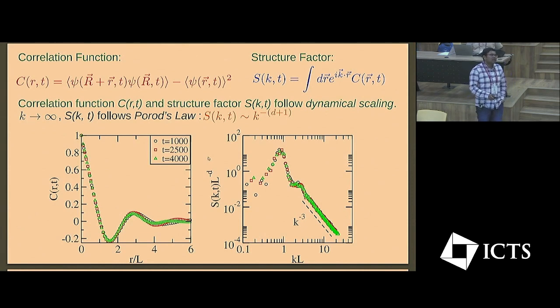Okay, so clearly we see a dynamical scaling. The correlation functions at different times fall onto each other. That implies that the domain morphology is self-similar in time. And we also calculate the structure factor. The tail of the structure factor decays as k to the power -3. That implies that the interface between the A-rich and B-rich domains is sharp.